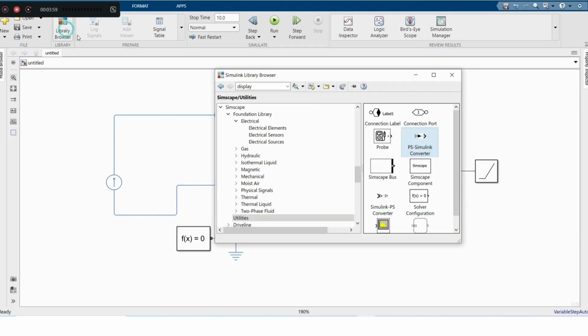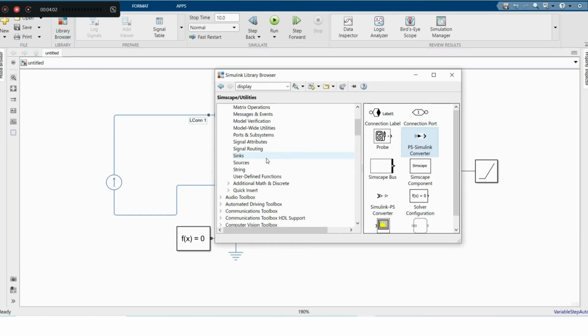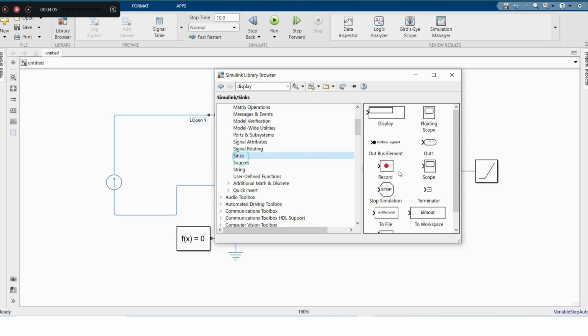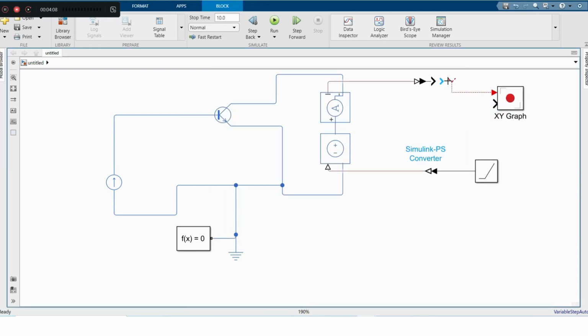Now we are taking an XY Graph for observing the V-I characteristics curve, and this is present under Sinks, and then XY Graph. And here I am taking the output of the ramp. This is our VCE, and this is IC. Okay, our circuit is okay.